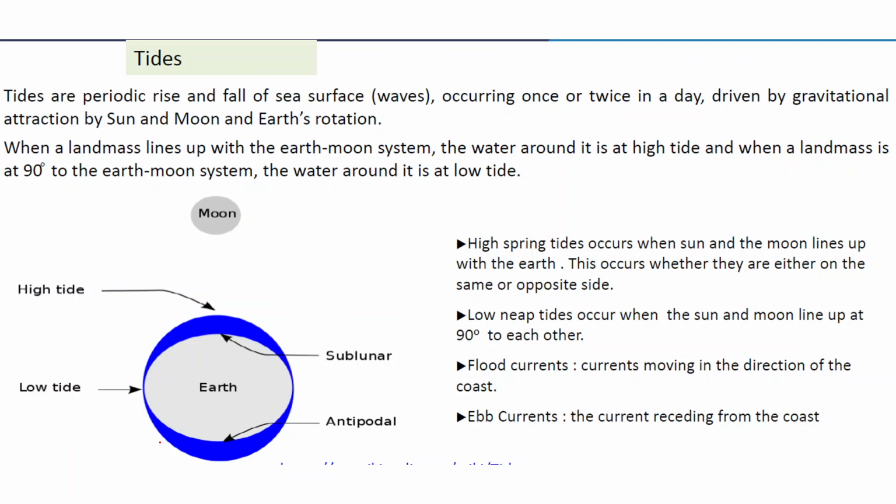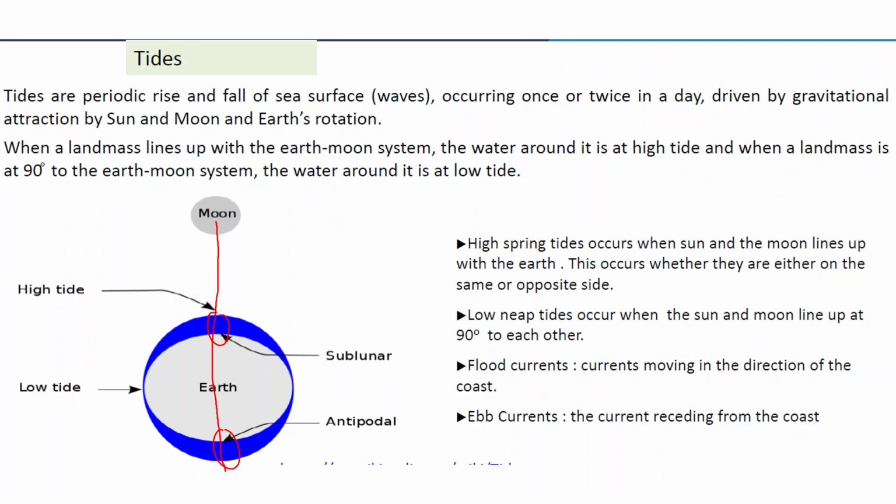Coming on to the tides. Tides are basically the periodic rise and fall of seawater occurring once or twice in a day, driven by the gravitational attraction of the sun and moon on Earth. When a landmass lines up with the Earth-Moon system, the water around it is at high tide. Suppose Earth and Moon are in line, and this land area is in line with them. So here it is high tide.